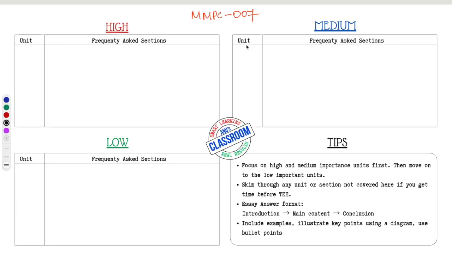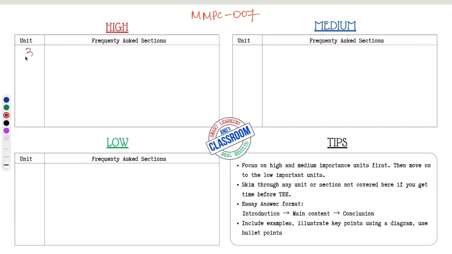It has 15 units that are divided into 4 blocks, but not all parts of the syllabus carry the same weight in the exam. In this video, I will be walking you through the most important units and sections of MMPC 7 so that you can focus your efforts on where they matter the most. We will be starting with the most important units and sections first, followed by the medium and the low priority ones. So, coming to the high priority units and sections.